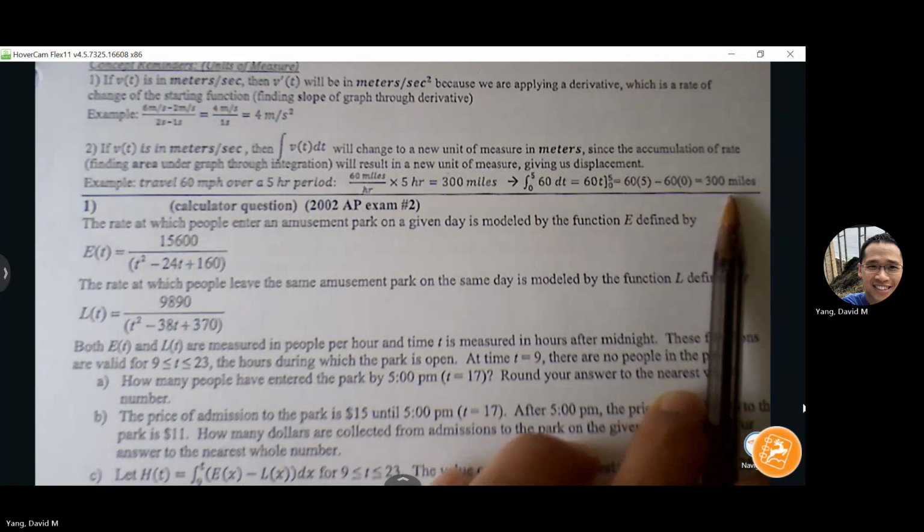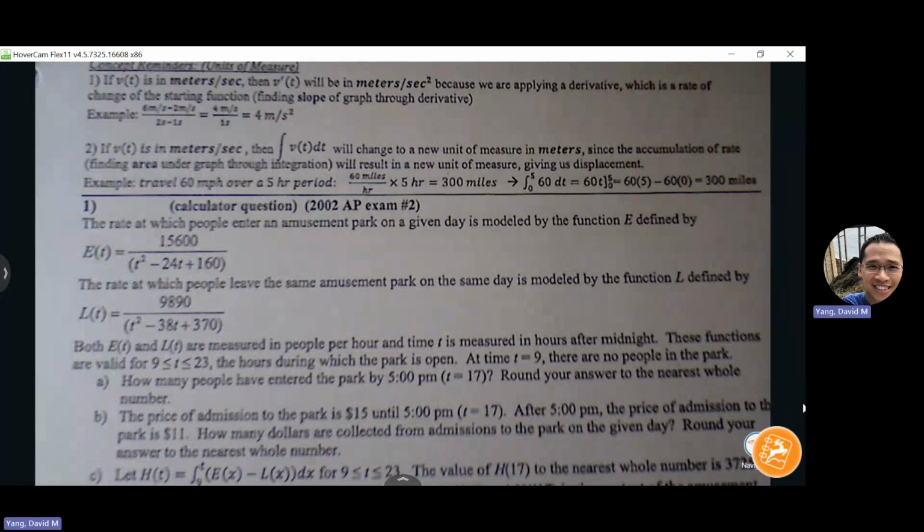Okay. So I want to keep reminding us that the integral will change your unit. It'll strip away that time component, and your derivative will add a time component. It will divide by another time unit.